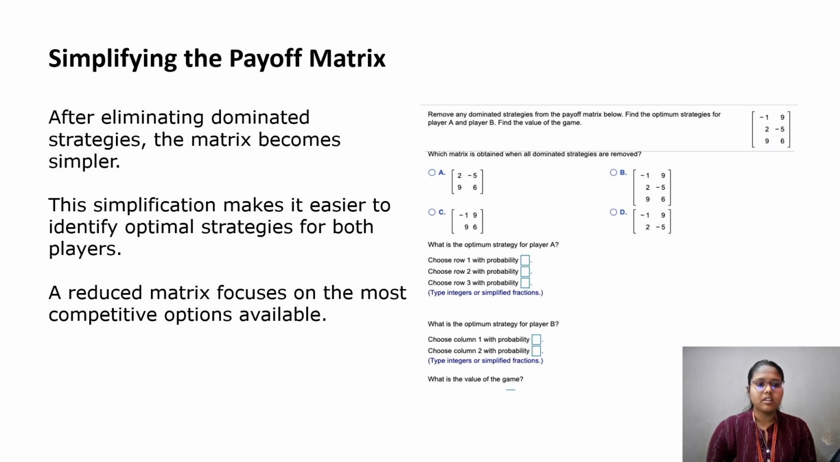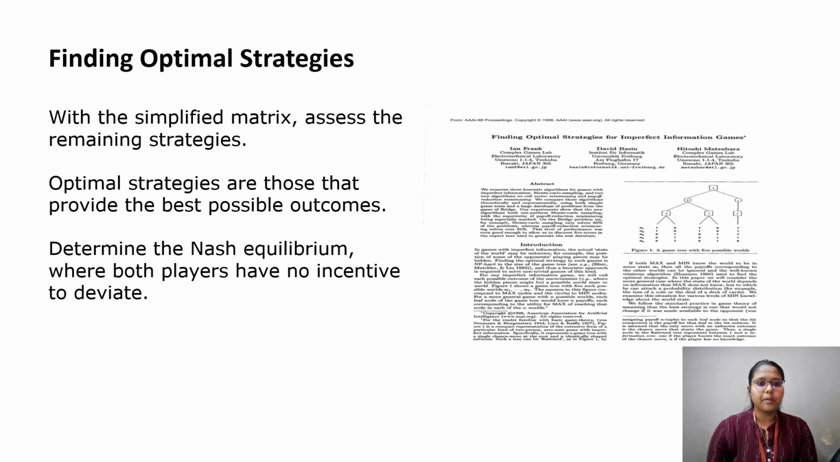Simplifying the payoff matrix. After eliminating the dominated strategies, the matrix becomes simpler. These simplifications make it easier to identify the optimal strategies for both players. A reduced matrix focuses on the most competitive options available. Finding the optimal strategies. With a simplified matrix, assess the remaining strategies. Optimal strategies are those that provide the best possible outcomes. Determine the Nash equilibrium, where both players have no incentive to deviate.